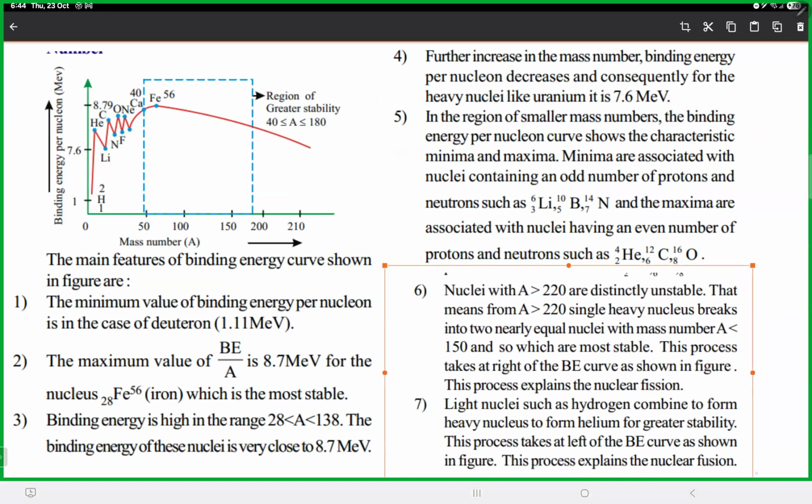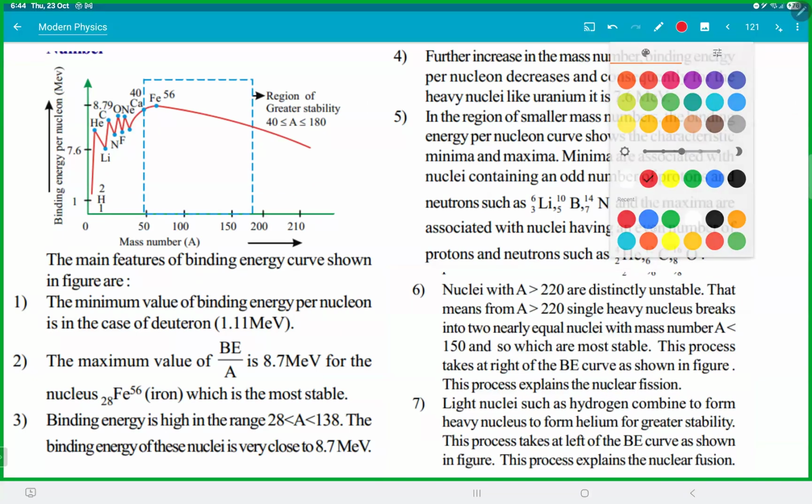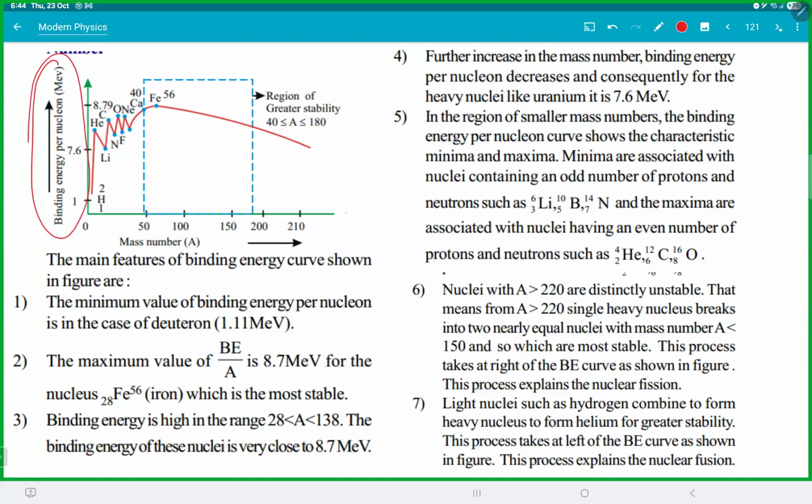There. So this graph is important. This is the graph of binding energy per nucleon versus atomic number. If you look at hydrogen, can you see how low it is? That is for deuterium. Because in hydrogen there is no nuclear force. Deuterium will have one proton, one neutron, so you will get some binding energy.